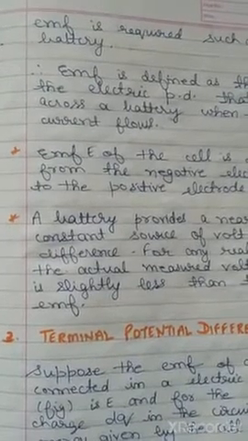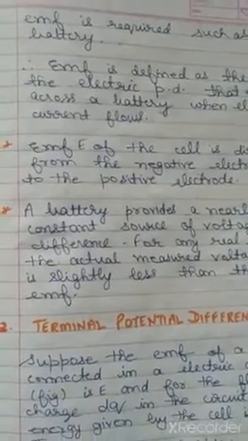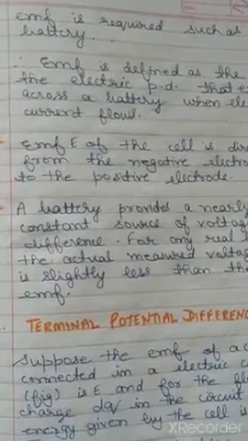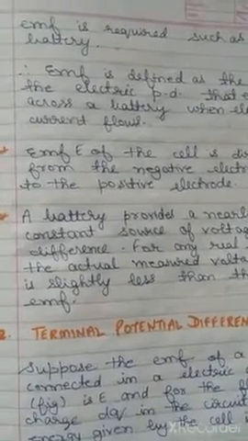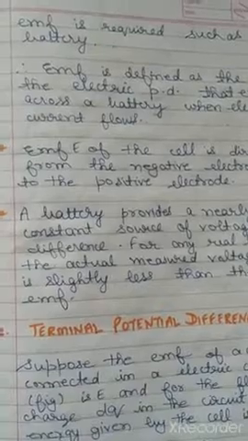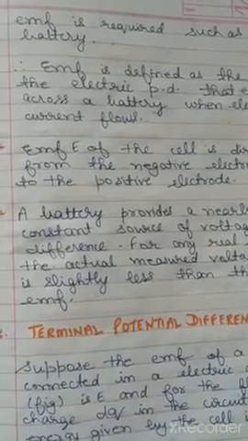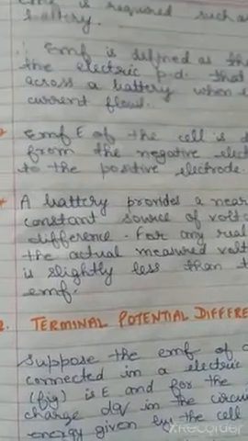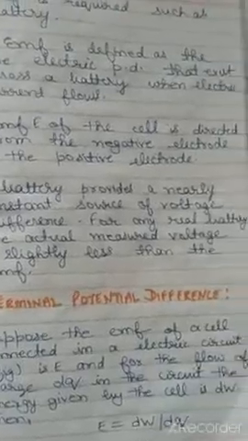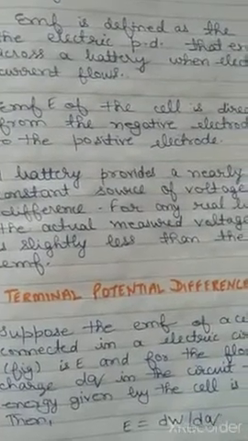That means when the cell is in use, the voltage that we measure will be the terminal voltage. When the cell is not in use, that will be your EMF. But when the cell is in use, that will give you the terminal voltage. So now we are going to find out a formula for terminal potential difference.